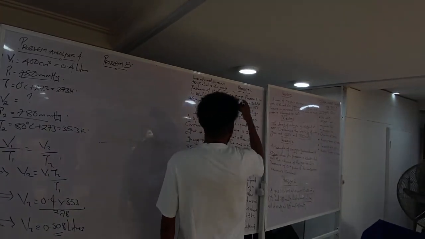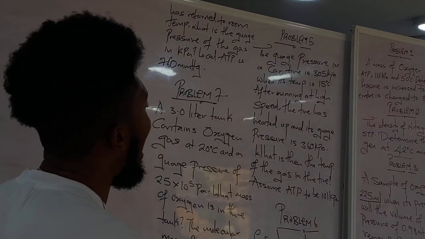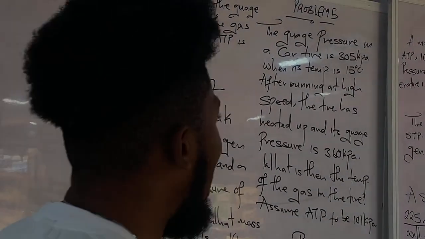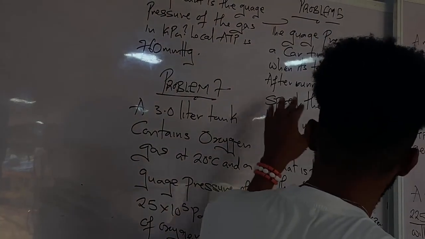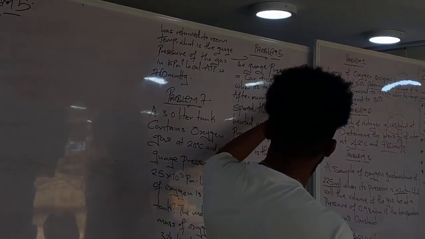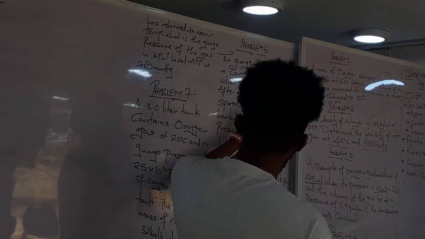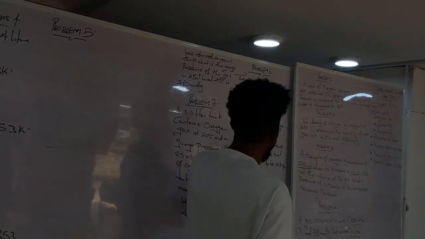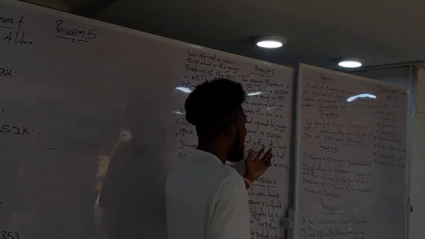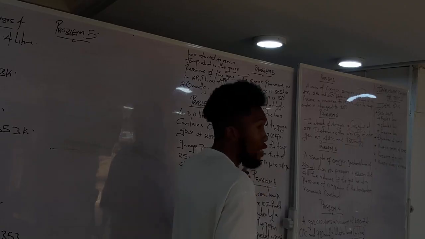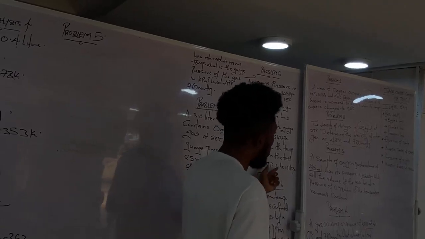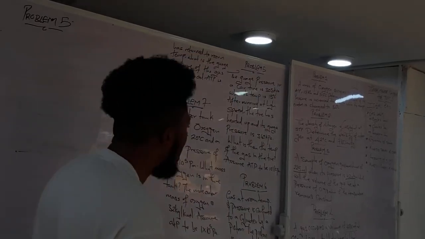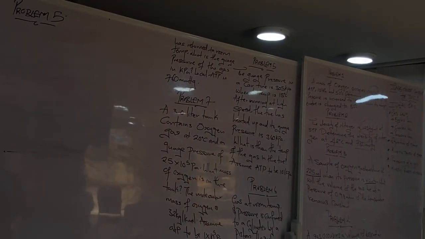The gauge pressure in a car tire is 305 kilopascal, right? When its temperature is 15 degrees Celsius. After running at high speed, the tire has heated up and its gauge pressure is 360 kilopascal. What is the temperature of the gas in the tire? Assume ATP to be 101. Very, very direct, very important, but you need to pay rapt attention to this.